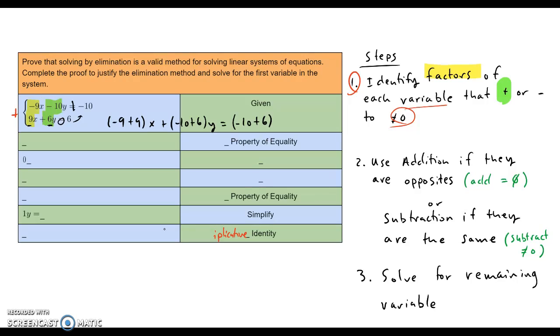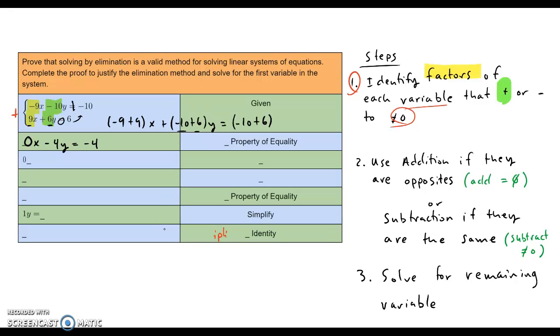So let's go ahead and add our coefficients together. Negative 9 plus 9 equals 0x. Negative 10 plus 6 equals a negative 4. So we just write minus 4y because we don't want a plus negative. And then the constants, negative 10 plus 6, again, equal a negative 4.